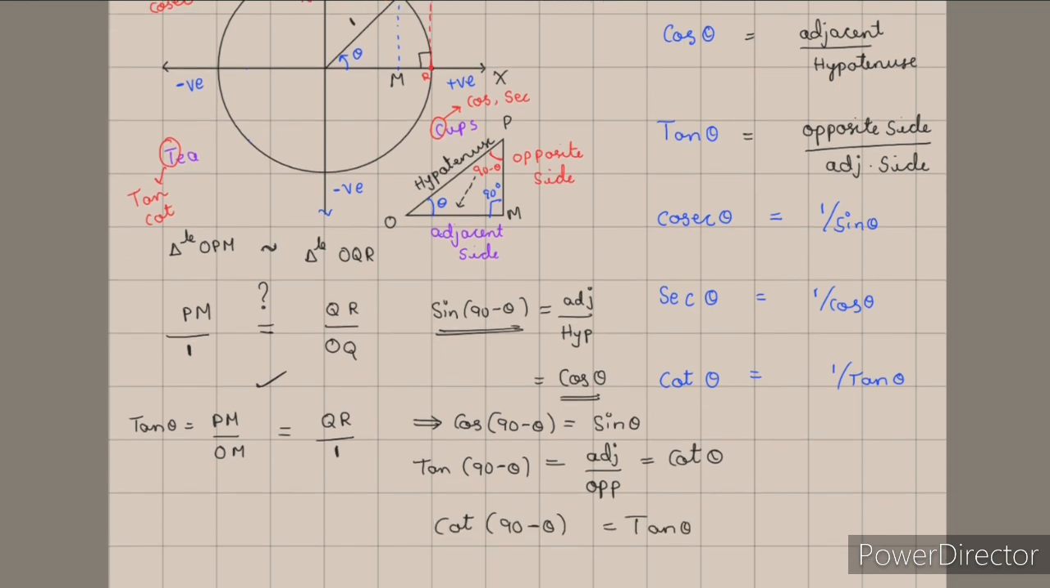Because we know that cosec theta is nothing but 1 over sin theta, you can plot the graph based on sin. Similarly, secant theta, which is 1 over cos theta, you can also plot the graph of secant theta from cos theta. Similarly, you can plot the graph of cot theta from tan theta.